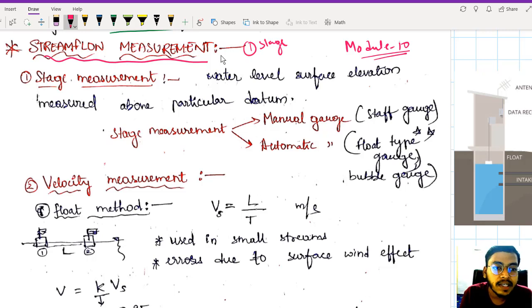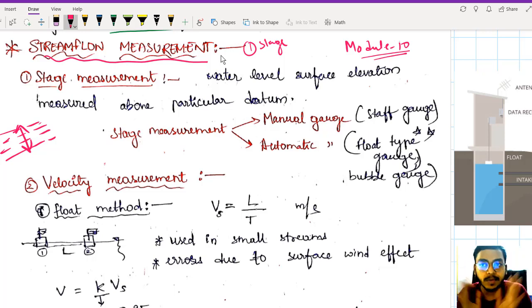Okay, अगर आपके पास एक stream है, so you have a certain stream. First of all, you have to measure what is the depth of the stream. That is the stage measurement. Second thing is you have to measure what is the velocity of the stream. पानी कितने तेज से जा रहा है stream में. You have to measure the second criteria. Second important thing. First one was stage.